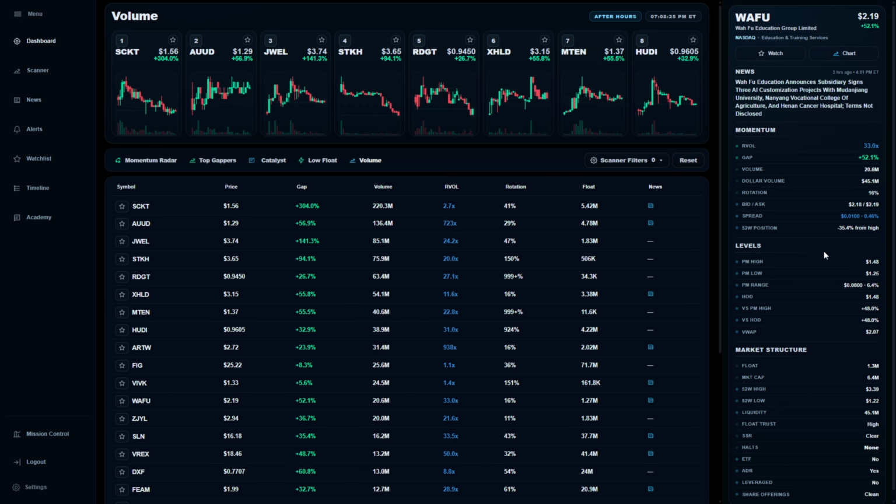The Key Levels section displays important price levels that traders commonly monitor throughout the trading day. These levels can help identify areas where price may find support or resistance.